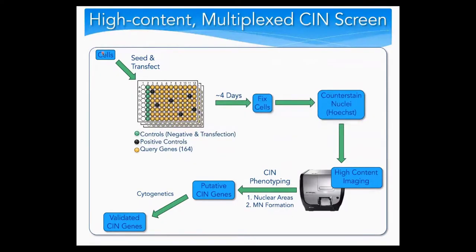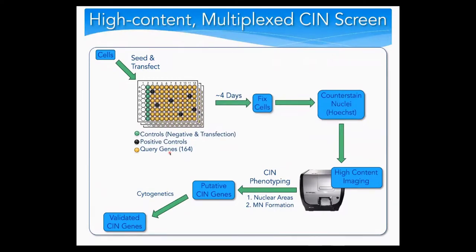So what she does here is take those karyotypically stable cells. We use two different cell lines for this screen. She feeds it into a library, an siRNA-based library that has a variety of different elements to it. It has controls, both negative and transfection controls, as well as positive controls, such as SMC1A that I showed you earlier on. And in this case, it has 164 candidate CIN genes that were identified through cross-species candidate gene approaches. So these 164 genes are the human orthologs of a subset of the CIN genes that had been identified in yeast.